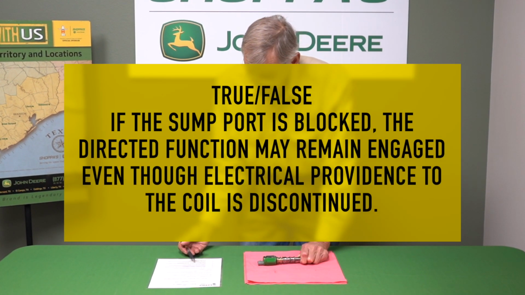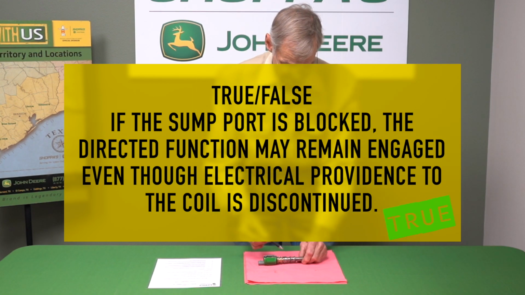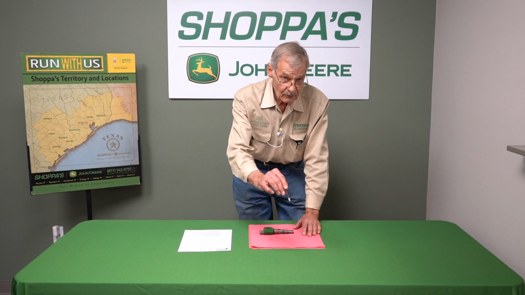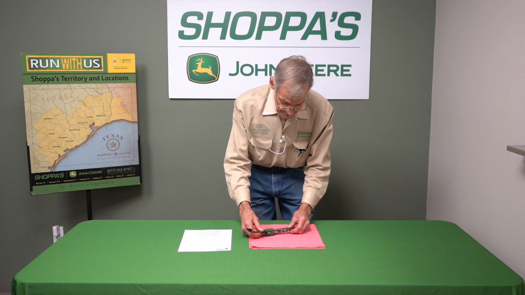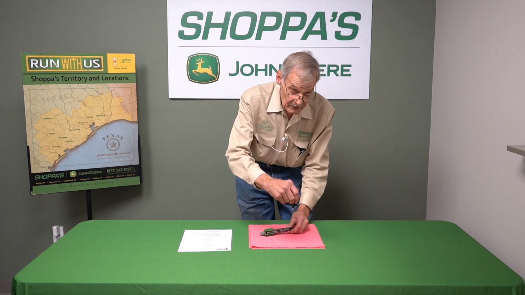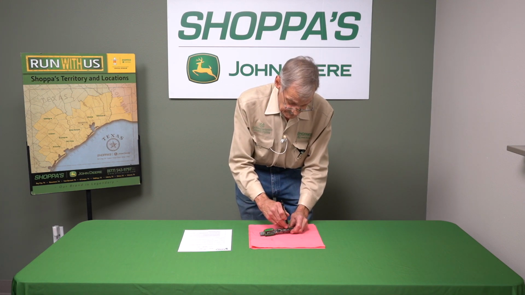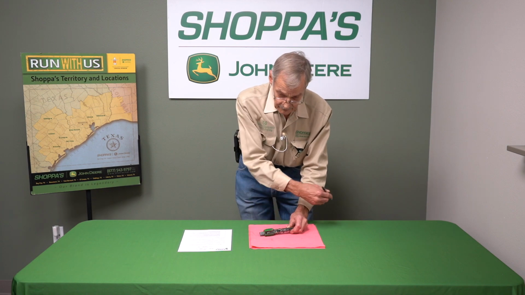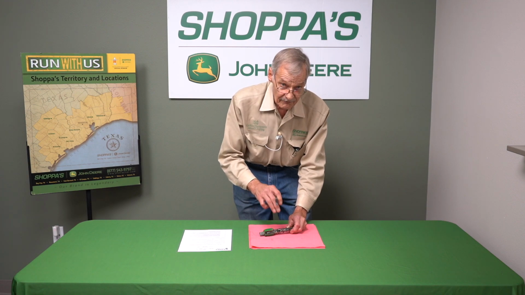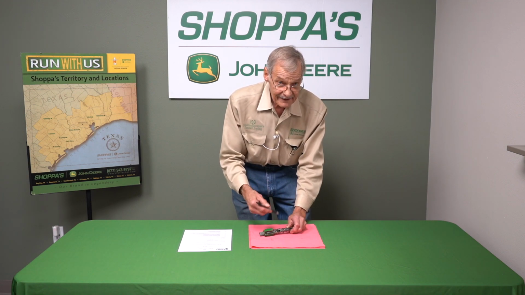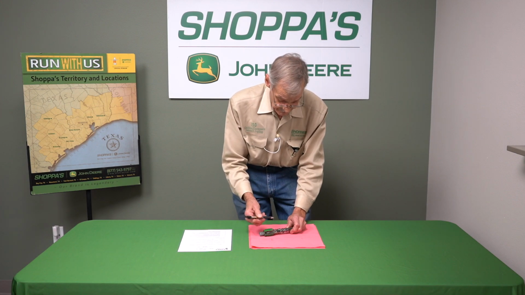Next, if the sump port is blocked to directed function, it may remain engaged even though the electrical providence to the coil is discontinued. That's true, because it's directing oil to whatever function that is, and even if this coil is de-energized, and the sump, which is just the oil that comes back to the return to relieve it, if that port is blocked, then you won't have diminishment of the pressure within that function. So it may continue to function, whatever it may be.